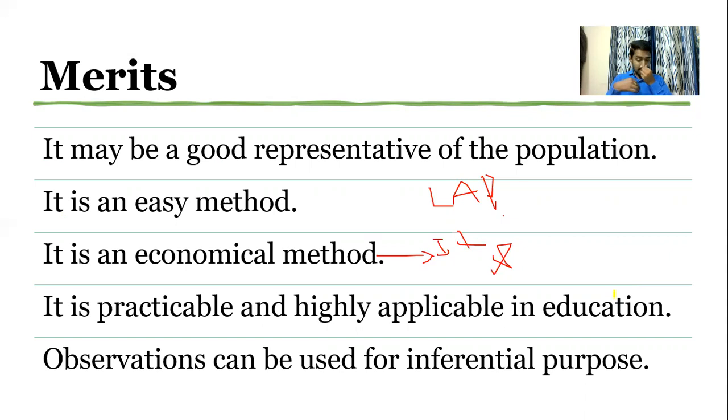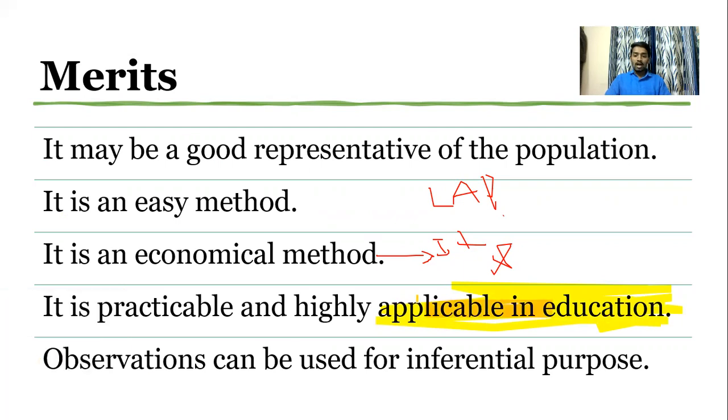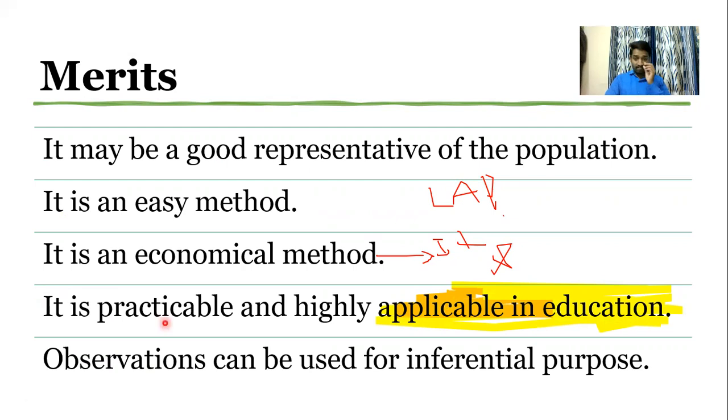It is practicable and highly applicable in education. So this was the reason I took the education field as an example. If we want to study anything related to education, we usually prefer the cluster sampling method, because it is going to give you accurate results over everything you are going to bring out, because they are formed in a structural form.